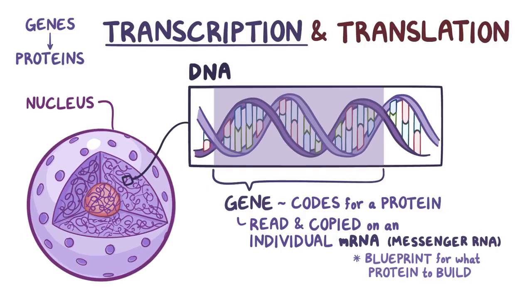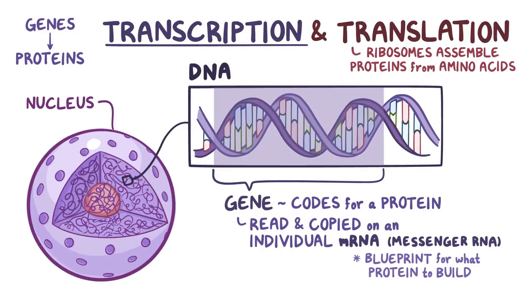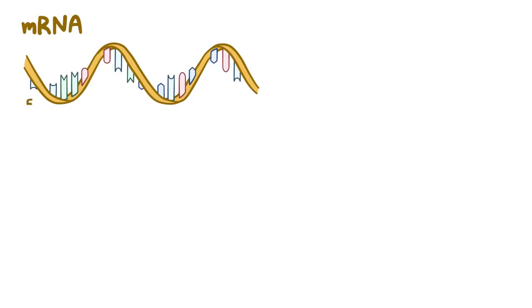Translation is the second step, and it's when organelles called ribosomes assemble the protein from amino acids lying around in the cytoplasm. Each mRNA has a direction, running from the 5' end toward the 3' end.